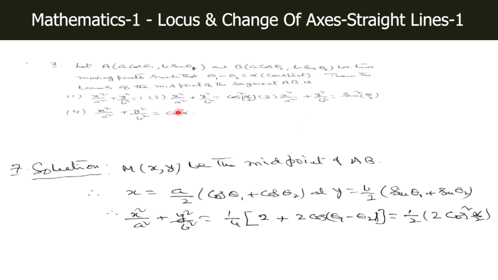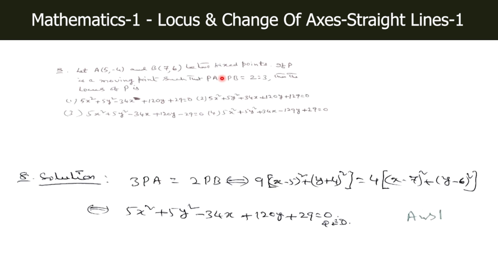Let M(x, y) be the midpoint of AB. So therefore, x is equal to a by 2 into (cos theta 1 plus cos theta 2) and y is equal to b by 2 into (sin theta 1 plus sin theta 2). Therefore, x square by a square plus y square by b square is equal to 1 by 4 into [(cos theta 1 plus cos theta 2) whole square plus (sin theta 1 plus sin theta 2) whole square], that is 2 plus 2 cos (theta 1 minus theta 2), which is half of 2 cos square alpha by 2, because theta 1 minus theta 2 is equal to alpha. So the answer is 2.